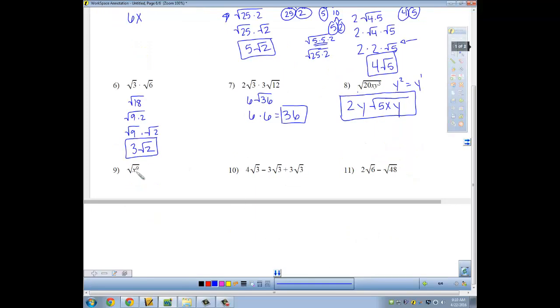For number 9, it's just x to the 9th. That's odd, so I'm going to subtract 1 to get x to the 8th. Divide that by 2 to get x to the 4th. And then put that 1 that we subtracted back on the inside.